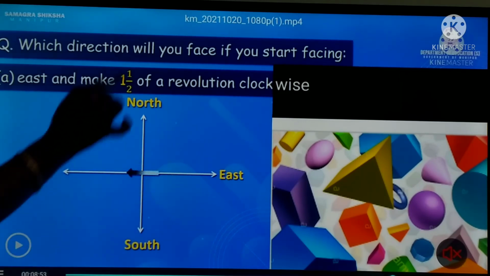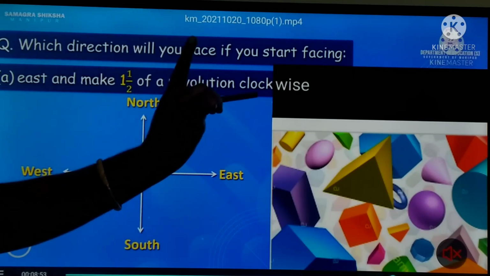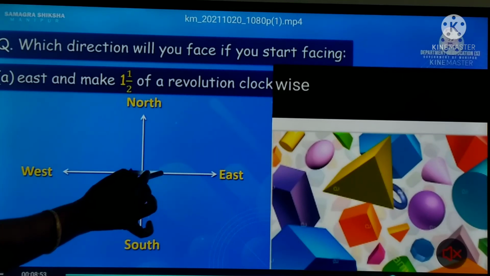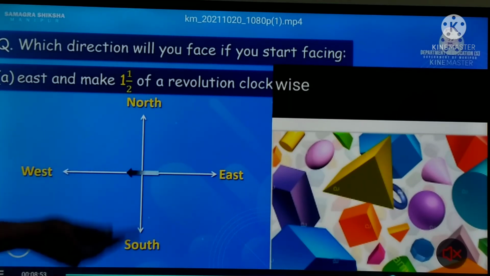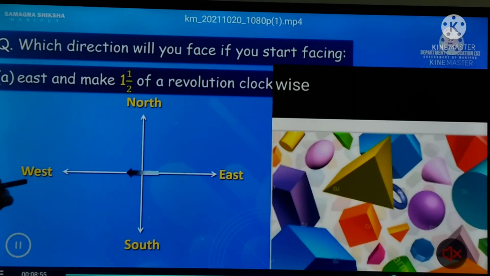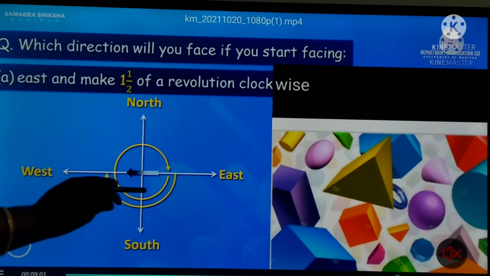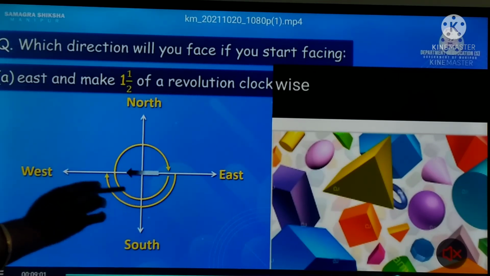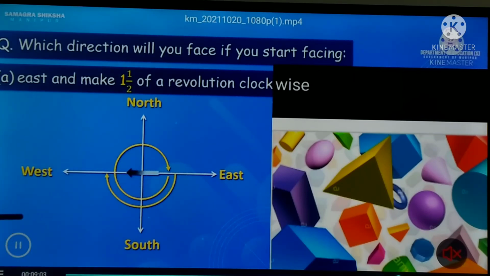So 1 means total revolution: it starts at east and ends at east, that is 1 revolution. Then 1 half more, from east to west, is half. So which direction will you face if you start facing east and make 1 and a half revolutions clockwise? You will be at west. Understand? You can see this: east to east is 1 revolution, and east to west is half. The answer is west.